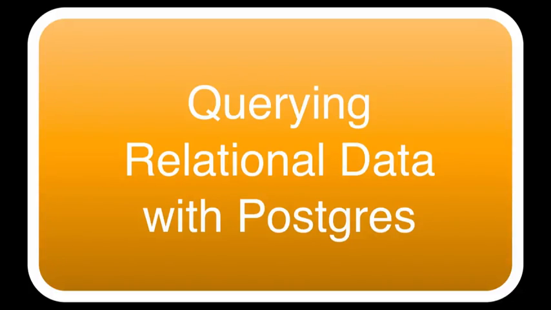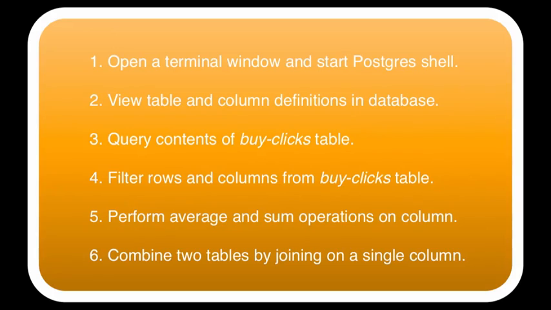In this hands-on activity, we will be performing queries using the Postgres database. First, we will open a terminal window and start the Postgres shell. Next, we will look at table and column definitions in the database. We will then query the contents of the byclicks table and see how to do this query but filter specific rows and columns from the table. Next, we will perform average and sum aggregation operations on a specific column. And finally, we will see how to combine two tables by joining them on a single column.